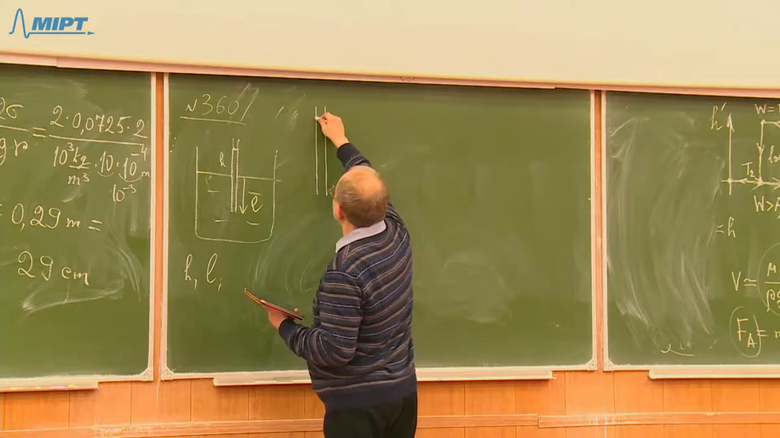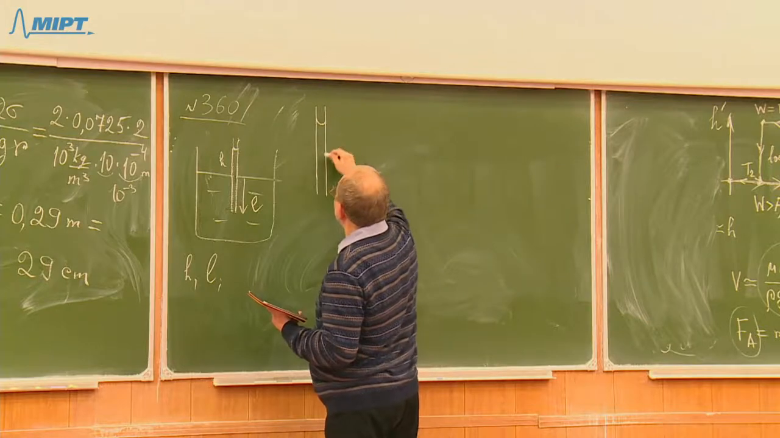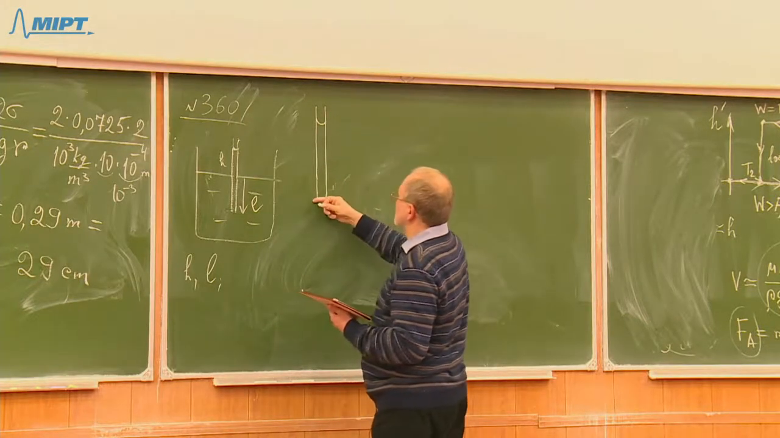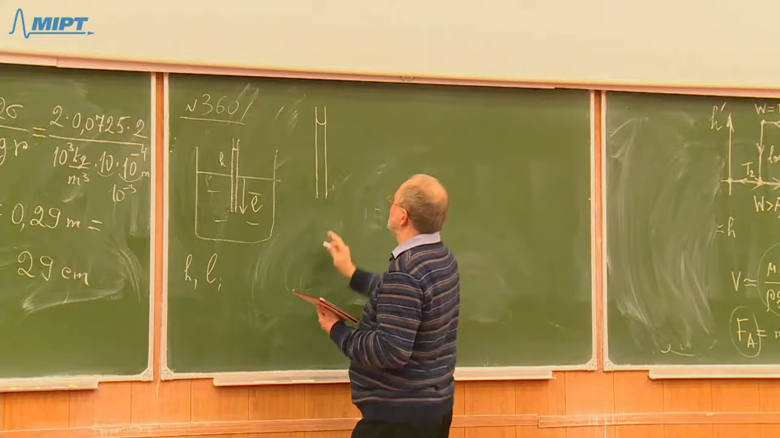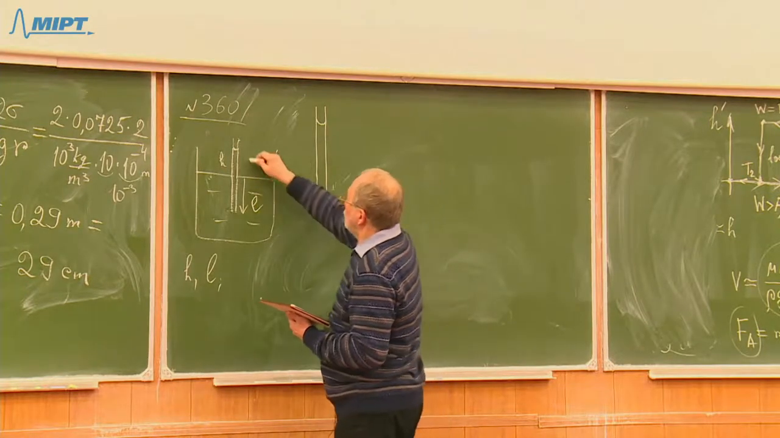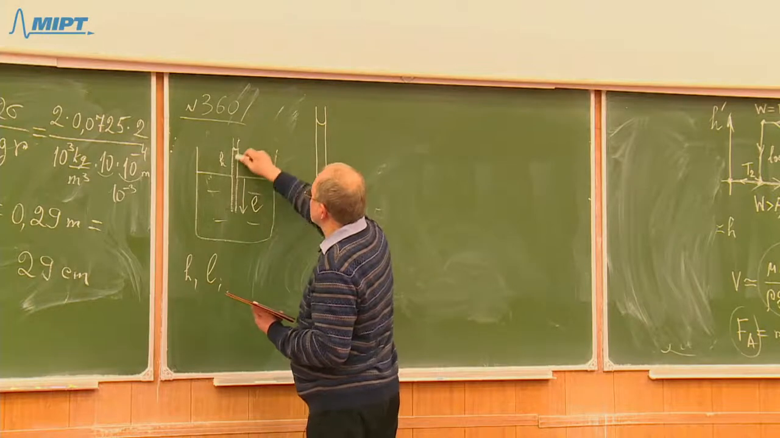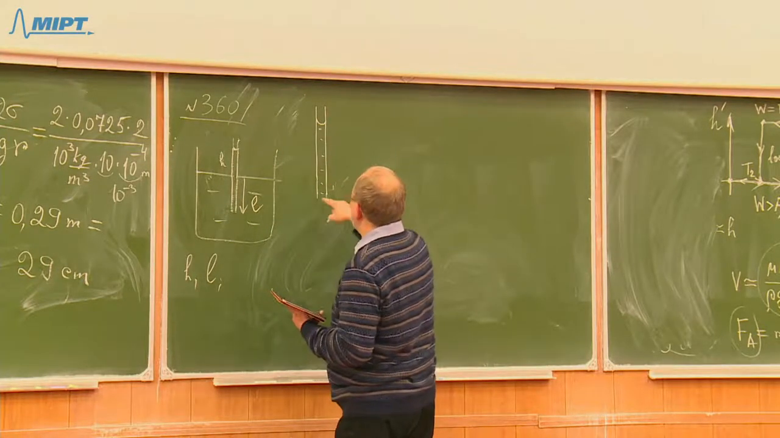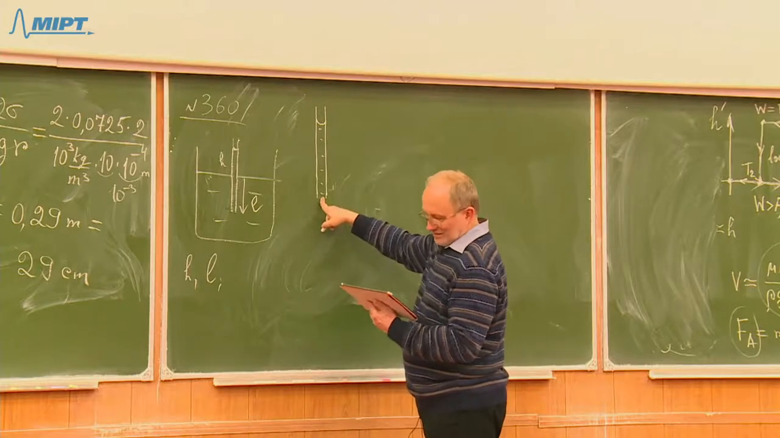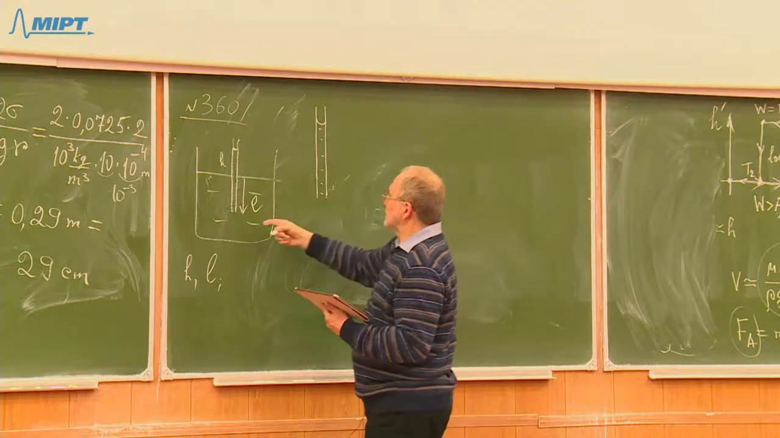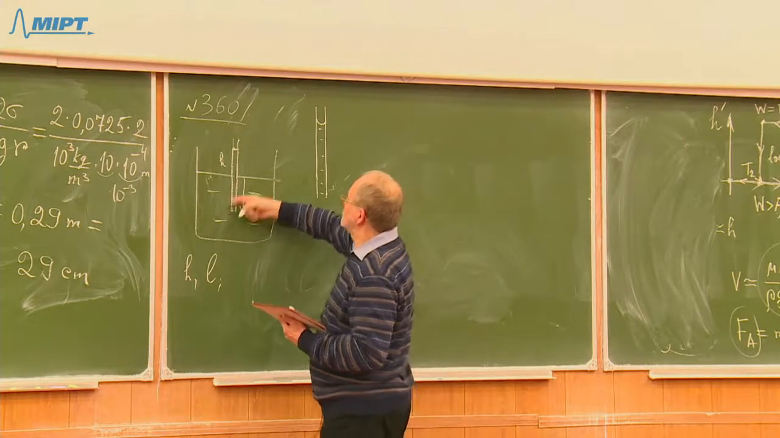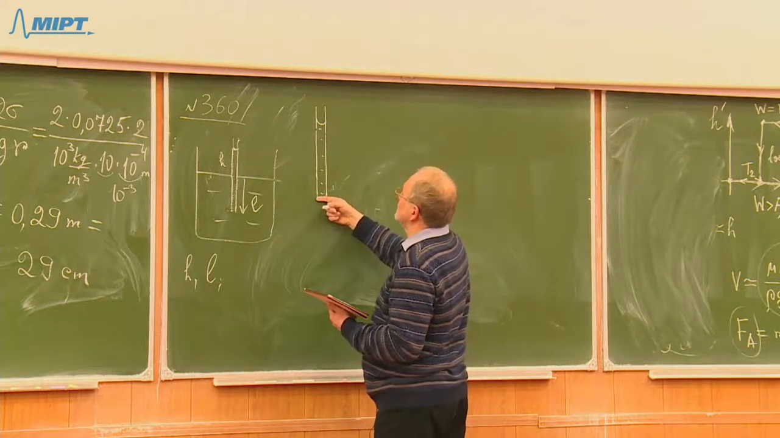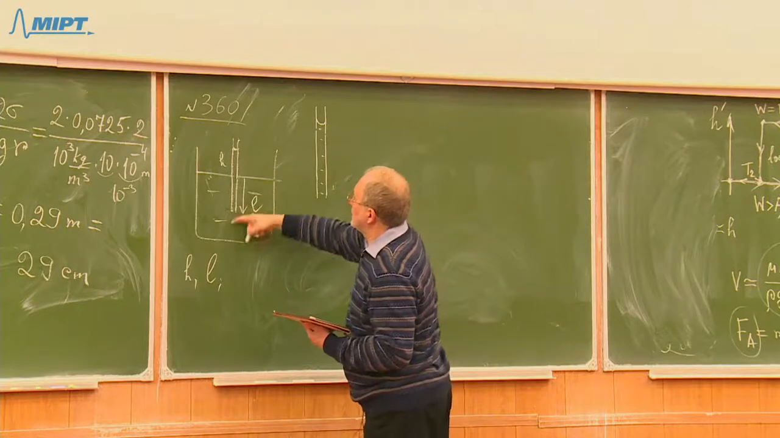So water is here, and the lower end of the capillary tube was closed. All the water here in the capillary tube was retained in the tube until we open the lower end. At first we closed the lower end and took the capillary tube out, and the lower end is still closed and all the water here is retained.